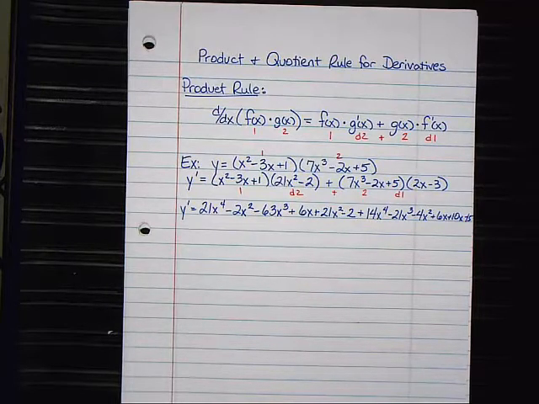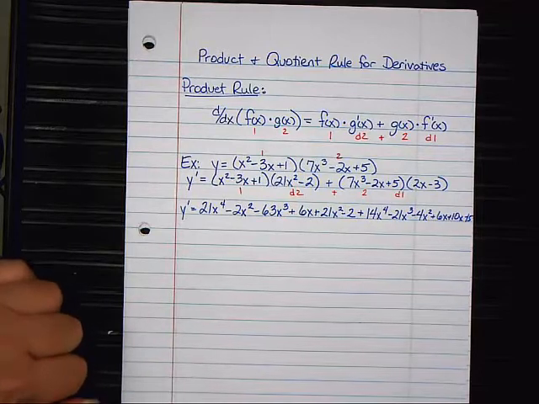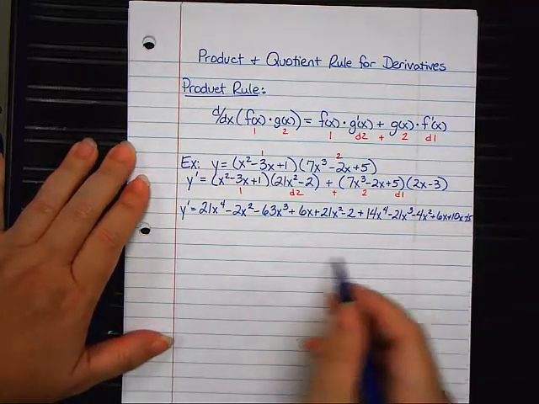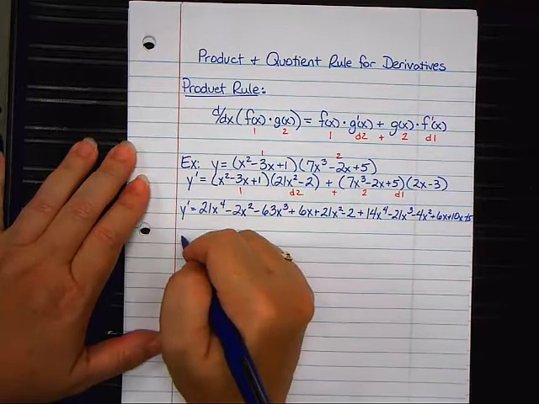Okay. Give you a chance to catch up. 10x minus 15 is the last two terms. Okay. So, final answer. Collect like terms.